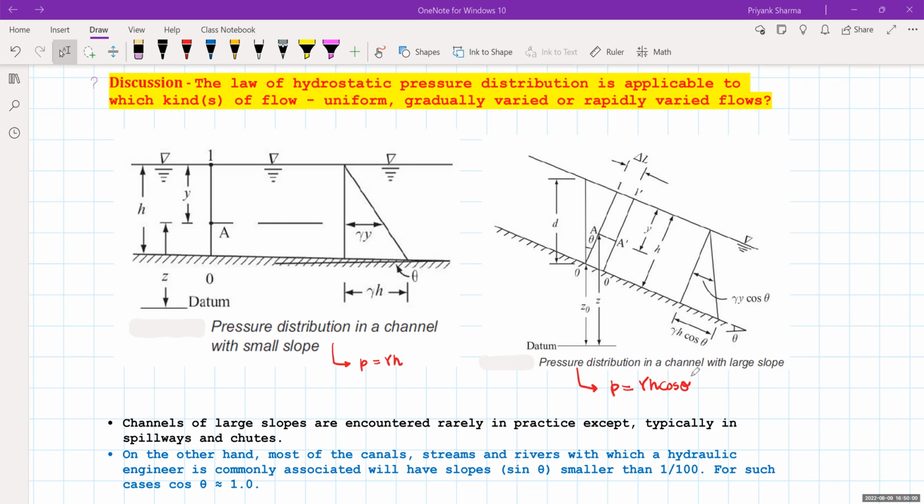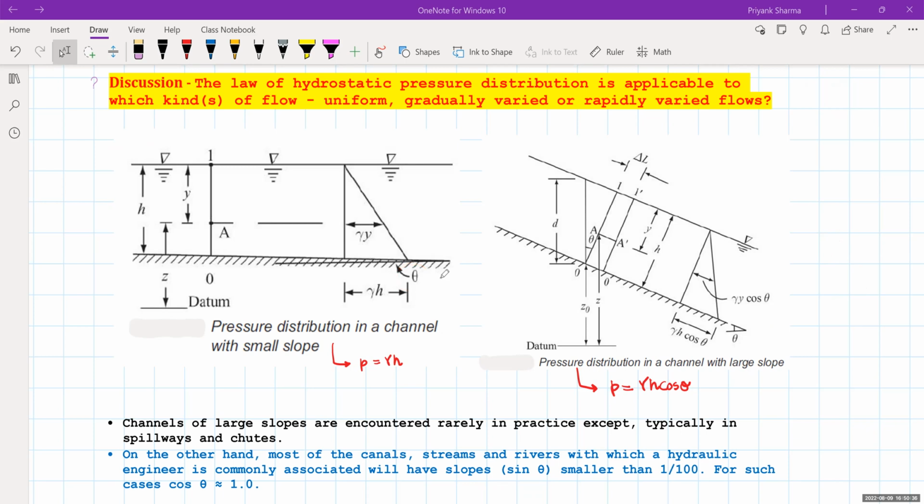Channels of large slopes are very rarely encountered in practice. Typically they occur in spillways or chutes, where a spillway will have a very large slope. Also, in case of steep hills, there can be such a large slope. Otherwise, it will usually be a small slope. Most of the canals, rivers, and streams which we design commonly have a very small slope. So your sine theta will be very small in that case.